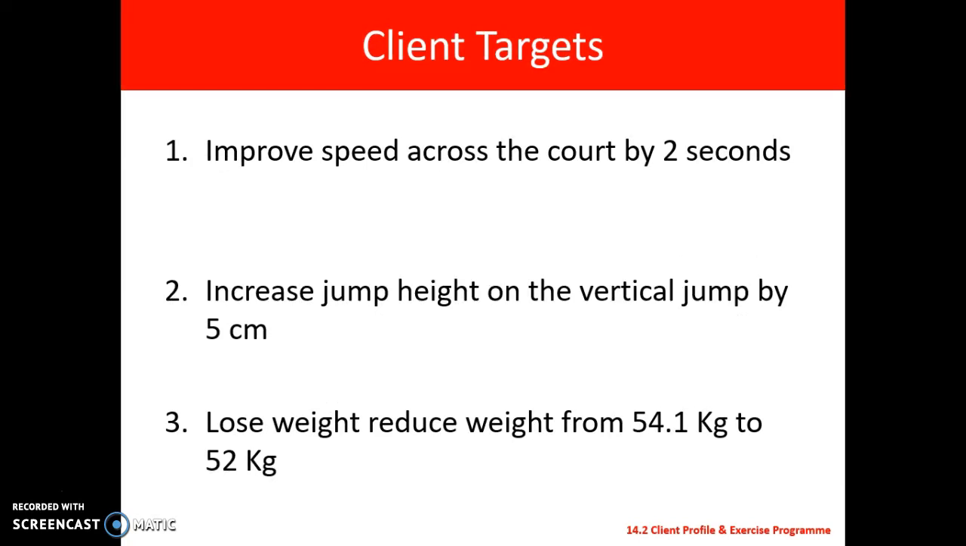My client's targets. The 3 targets that I set for my client were for her to improve her speed across the court by 2 seconds. This is from the one netball post to the next. Increase her vertical jump height by 5 centimeters. This would enable her to be able to jump higher than her opponents and reach the ball and hopefully help her team win. And reduce her weight from 54.1 kilograms to 52 kilograms in 6 weeks.